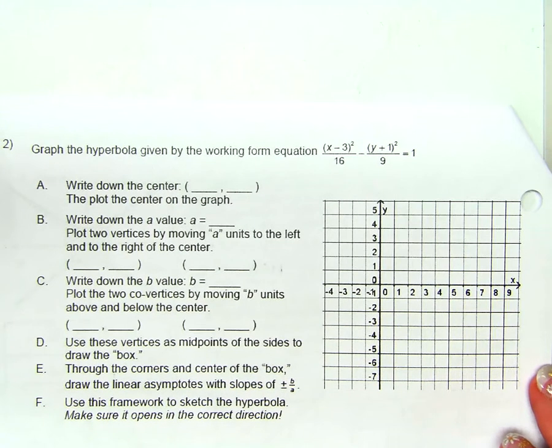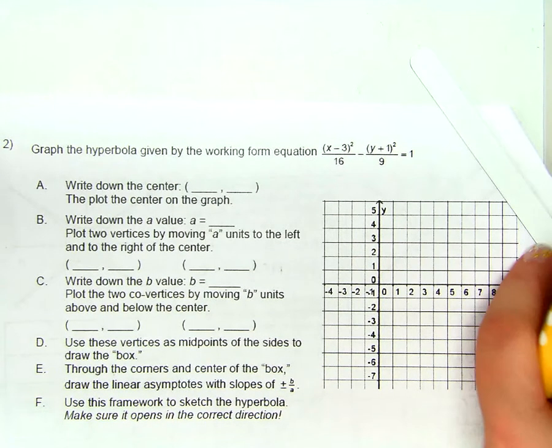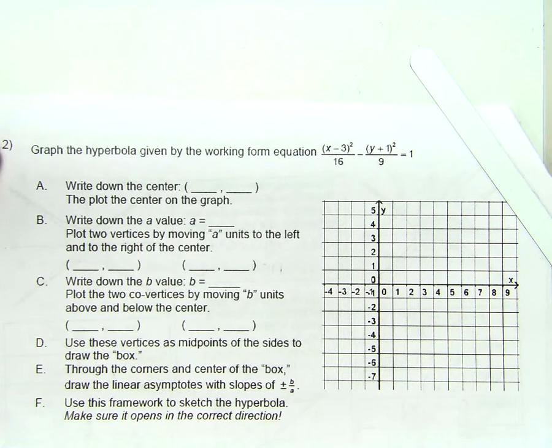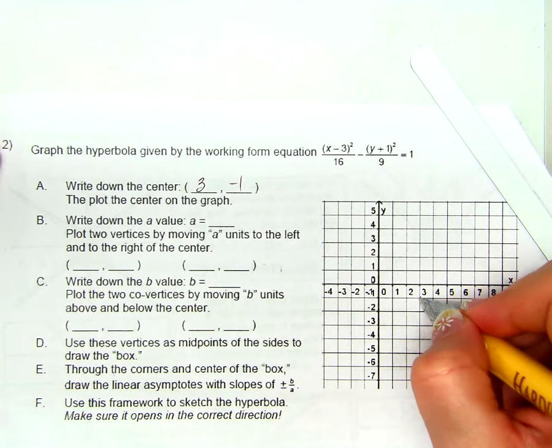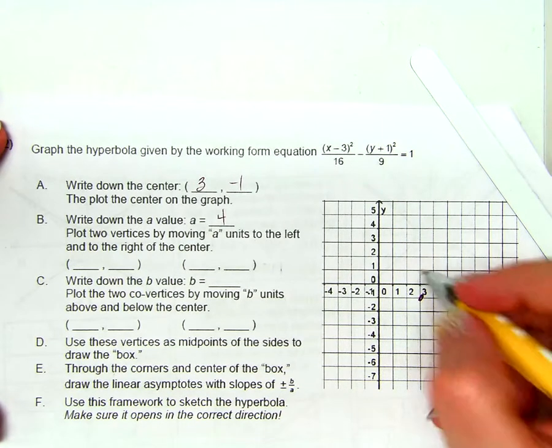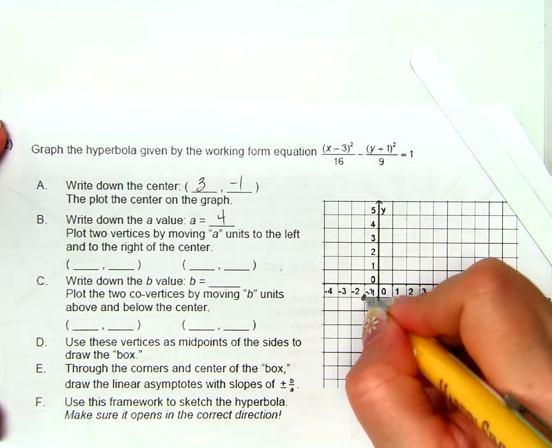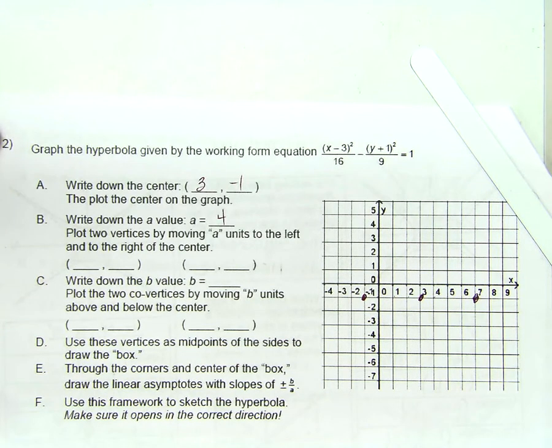Okay, ready? Graph the hyperbola from the working form. Where is the center? 3, negative 1. 1, 2, 3, negative 1. What is A? 4. So that means left and right, I go 4. What are those 2 points?